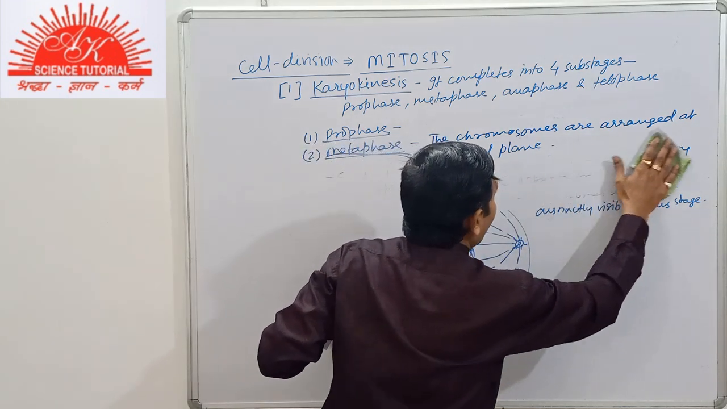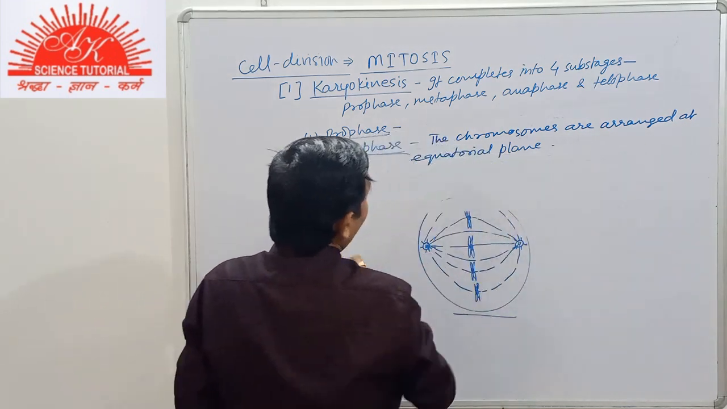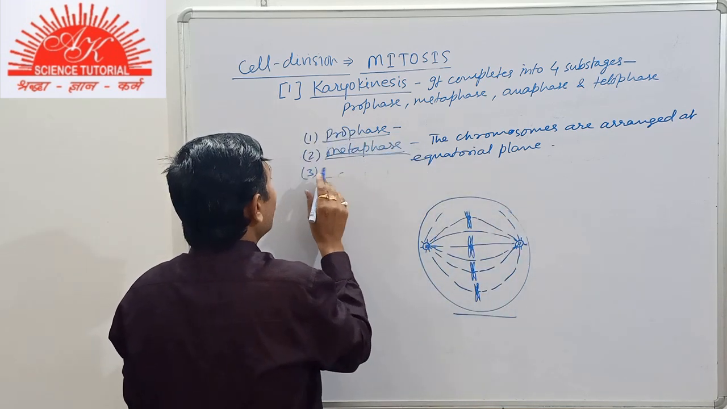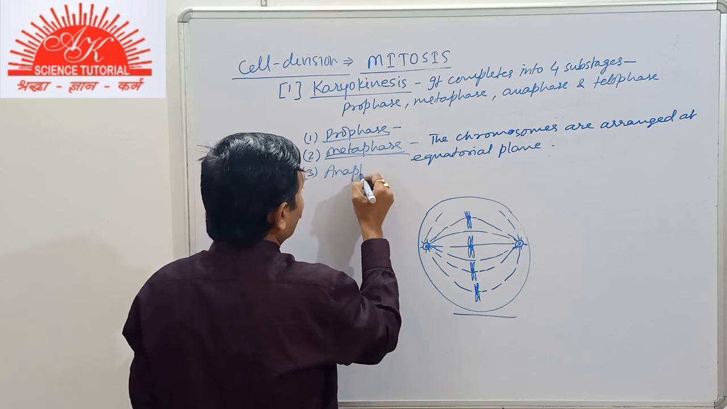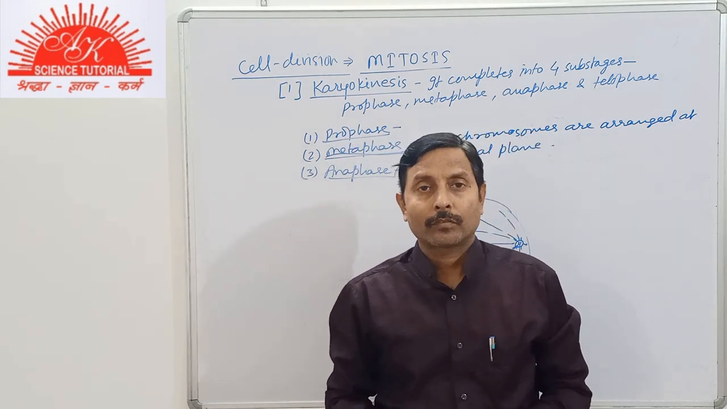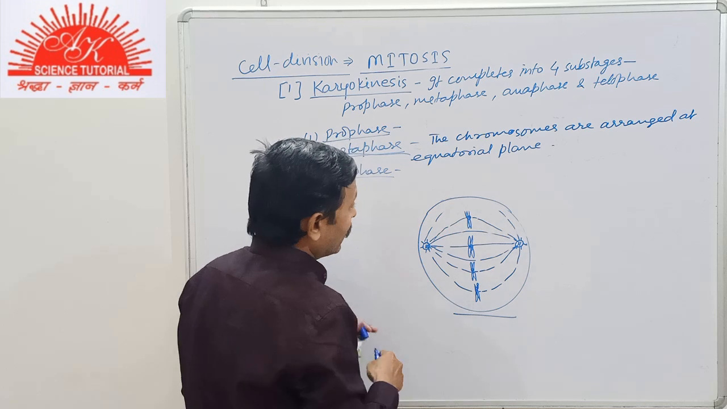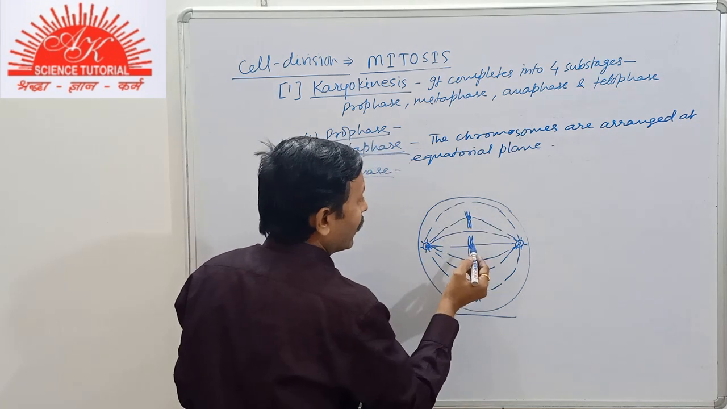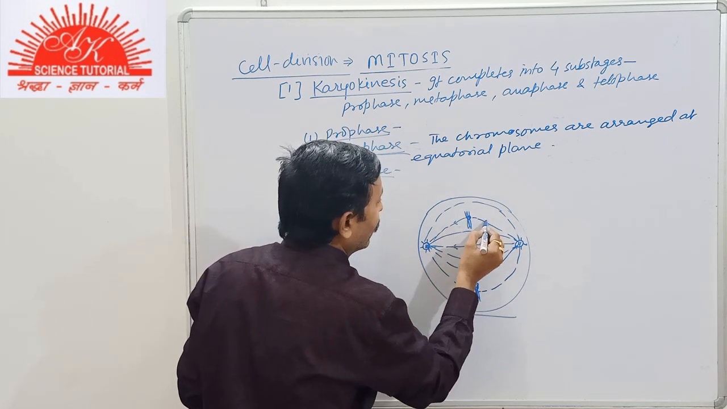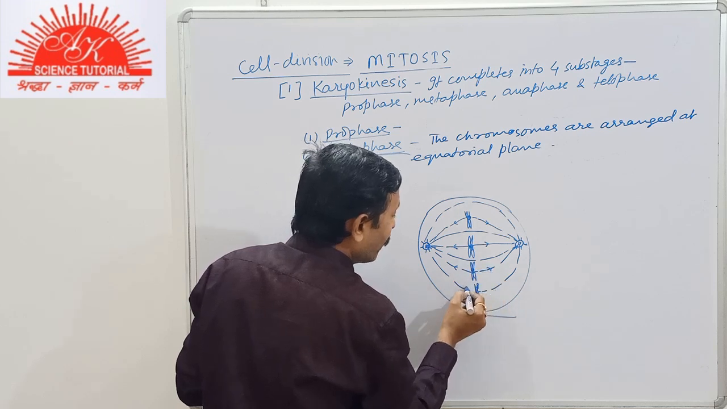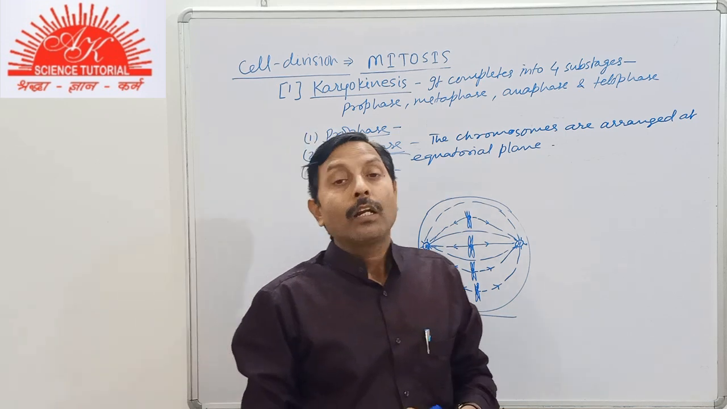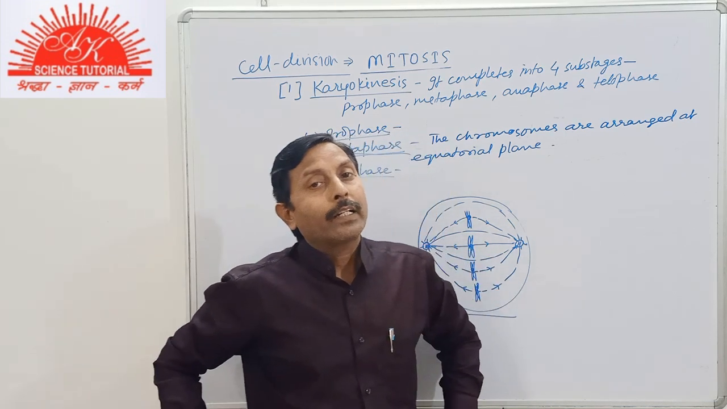Now, after that, as a next stage, here is the third stage, called anaphase. Ana means away. This is after metaphase. Due to contraction of the spindle fibers outward, longitudinal splitting of the chromatids takes place.